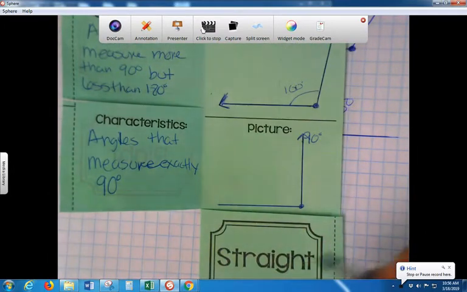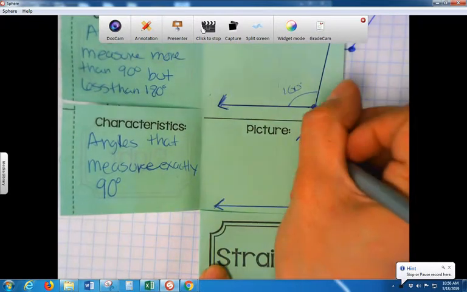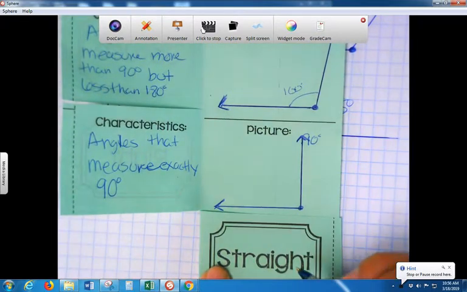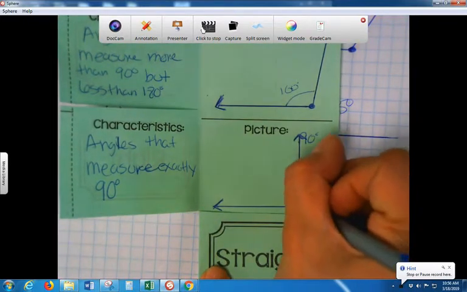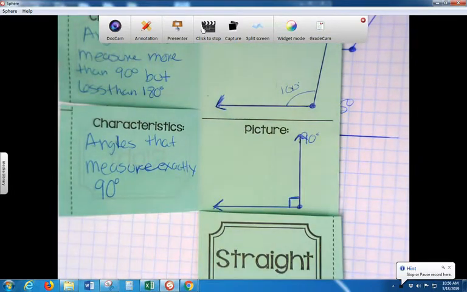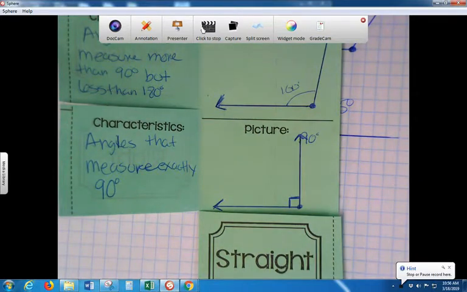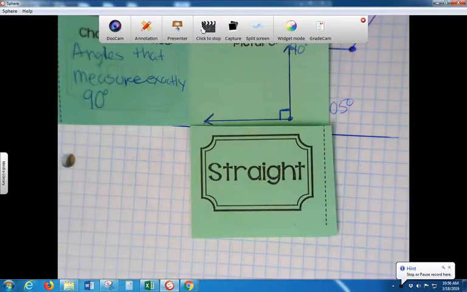No less, no more. Now, does anybody know the symbol that we use? What's the symbol that we use that represents 90 degrees? Little box, little square. How many times have we seen that? Every time we do triangles, we have a little square. So you've already been working with angles for a very long time in your math career.